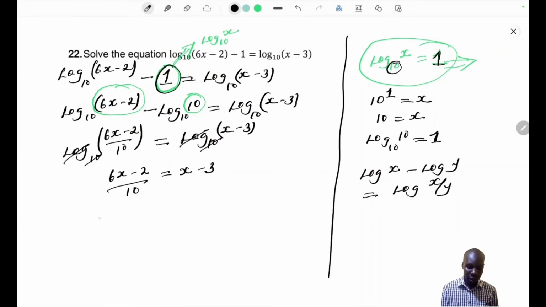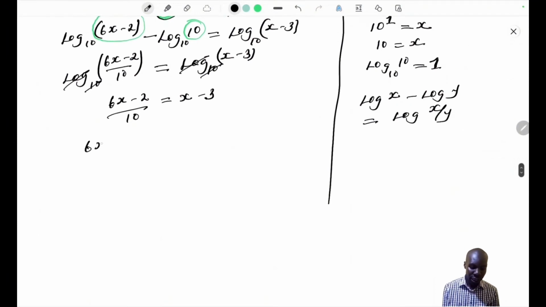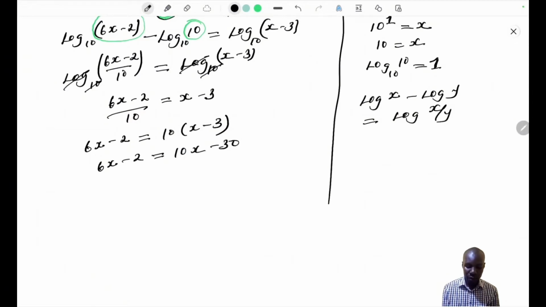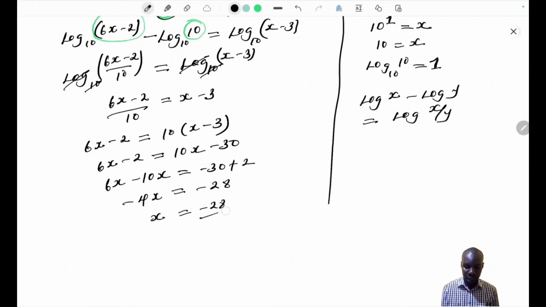So cross multiply, we'll have 6x minus 2 equals 10 in bracket (x minus 3). So this gives me 6x minus 2 equals 10x minus 30. Collect the like terms. 6x minus 10x equals minus 30 plus 2. We get minus 4x equals minus 28. x alone equals minus 28 divided by minus 4, giving us x as 7. That is the answer for that.